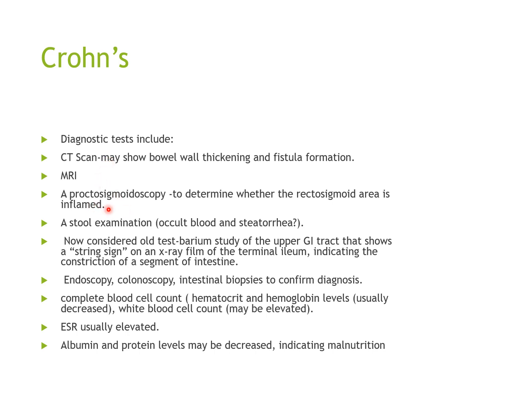They can also do things like proctosigmoidoscopies to determine whether the rectosigmoid area is inflamed. Other things, endoscopies, colonoscopies, and intestinal biopsies can be done as well. We're worried about blood loss, right? So maybe if there's a huge ulceration or perforation, then we're looking at our CBC, hematocrit and hemoglobin levels. We're looking at our WBCs as well. We're looking at ESR, and obviously albumin and protein levels may be decreased, and that can indicate things like malnutrition.